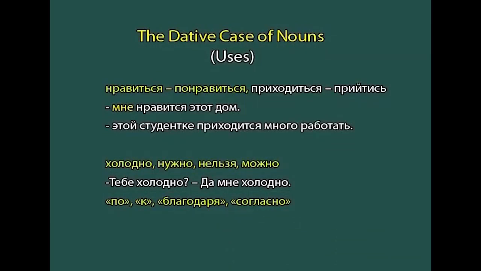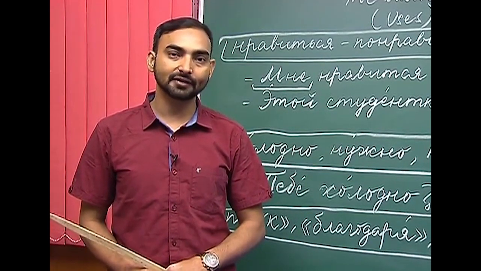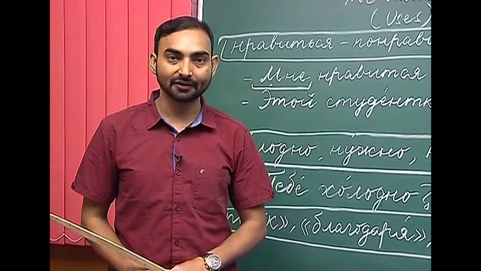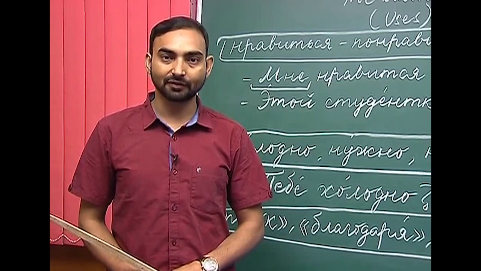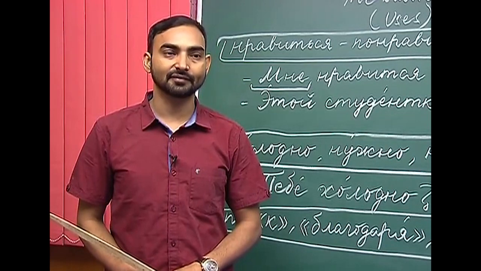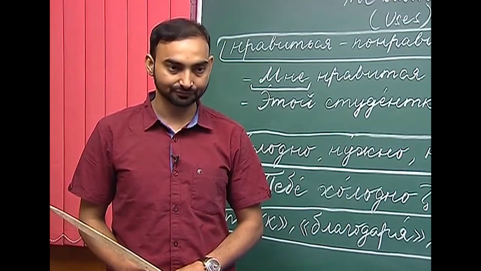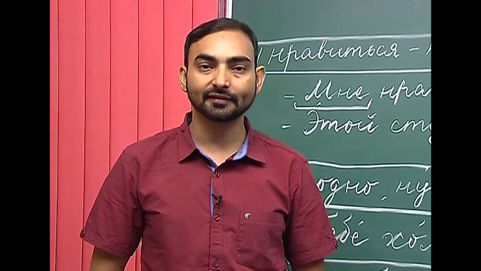So, now we have learnt the uses of the dative case of nouns. So, what are the uses? The first one is to denote the indirect objects in a sentence, the second one to denote the logical subjects of some of the verbs or adverbs, and the last one is that with some of the prepositions we are supposed to use the dative case of nouns. So, this is all we have for today's lesson. What all have we learned? We have learned the conjugation of verbs, we have learned the simple future tense, and we have learned the uses of the dative case of nouns.